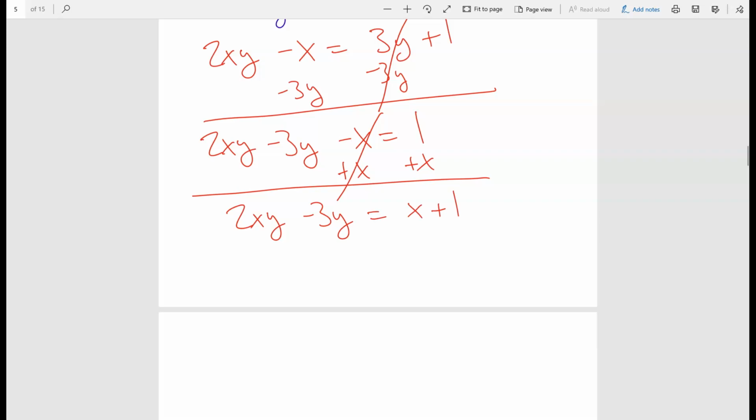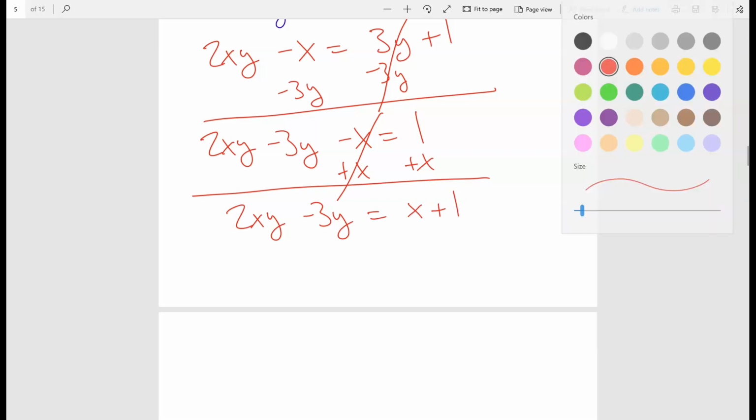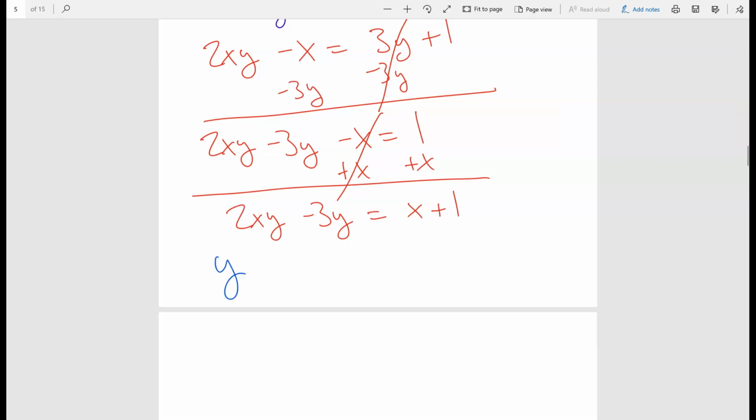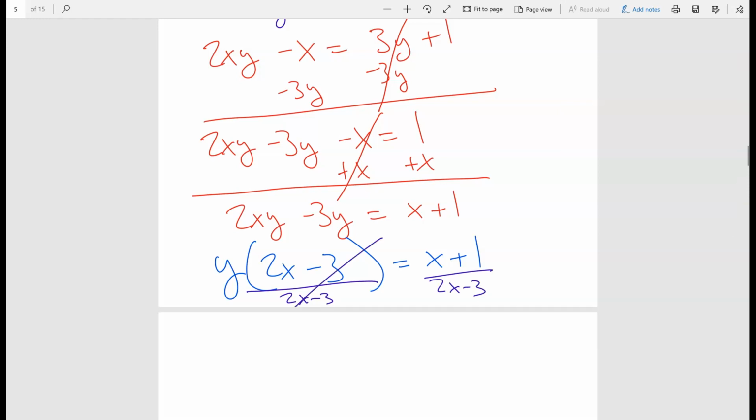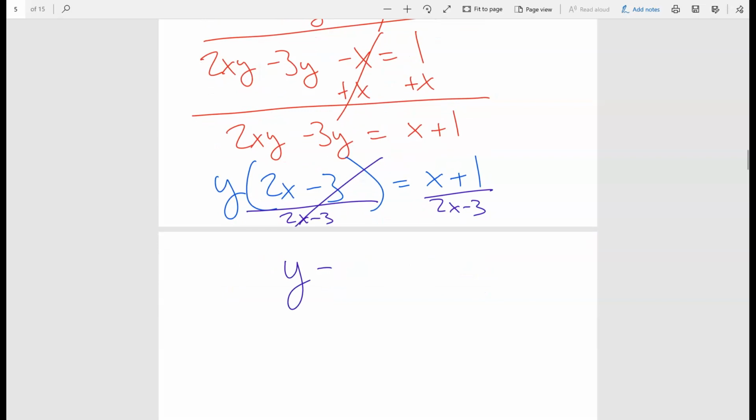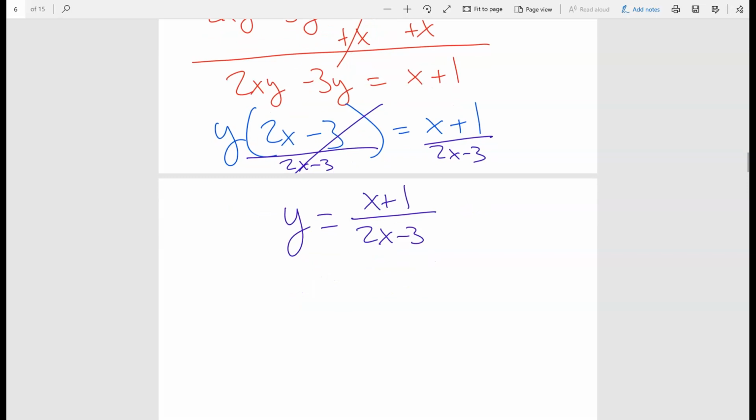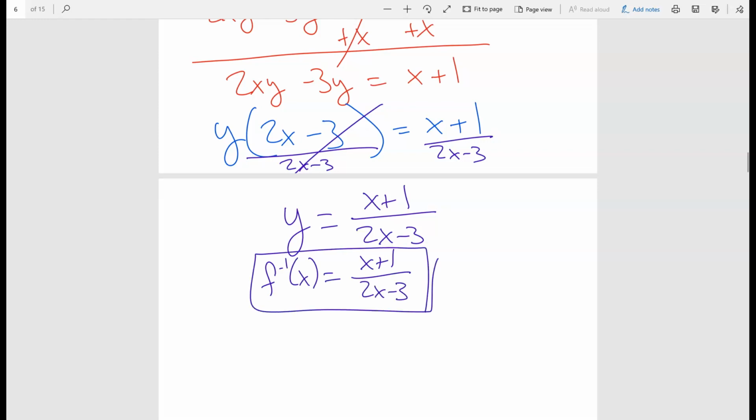So here we can't quite isolate the y, but we can factor out a y. I'm going to factor out a y, and what you have is y times 2x minus 3 equals x plus 1. And now we can divide both sides by 2x minus 3. So this goes away, and you're left with y is equal to x plus 1 over 2x minus 3. And the last thing to do is just write f inverse. Okay, and that will be the inverse of that.